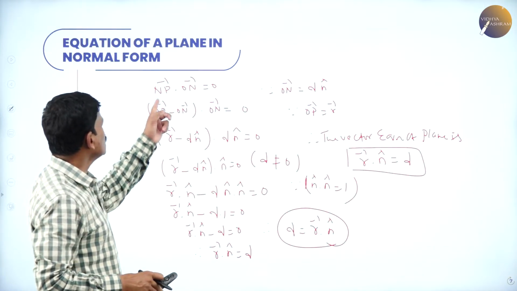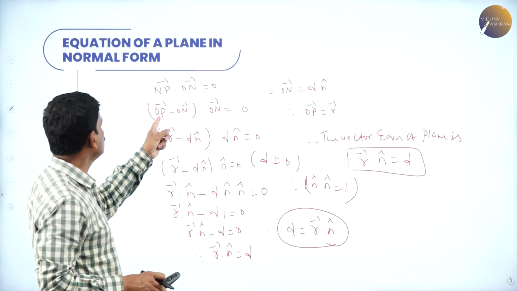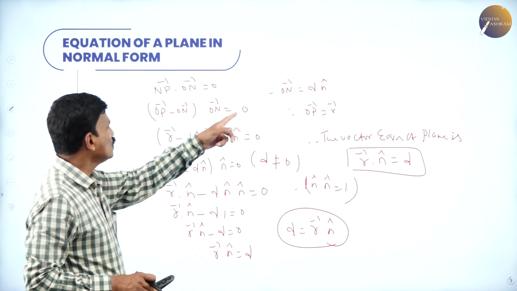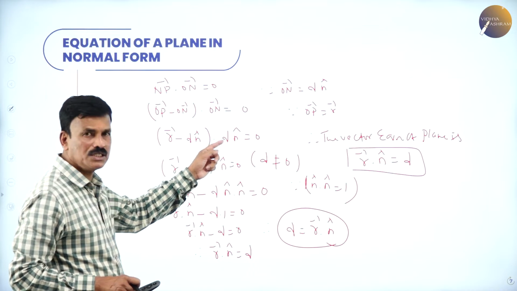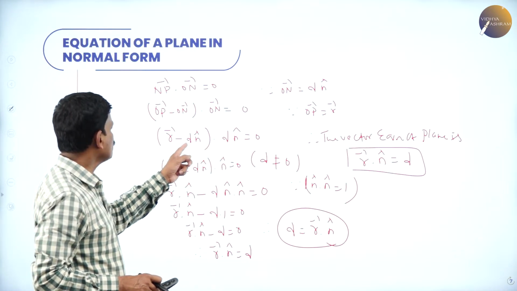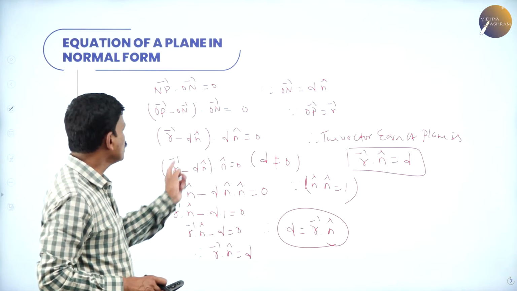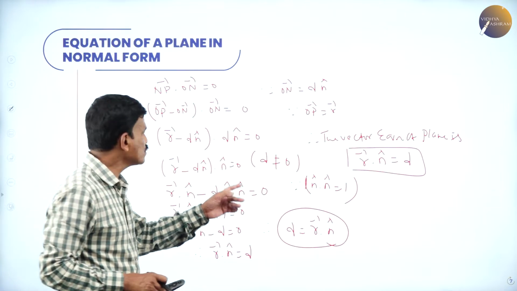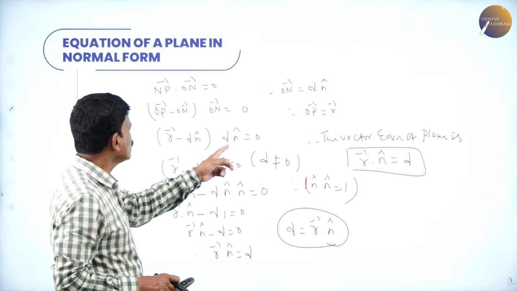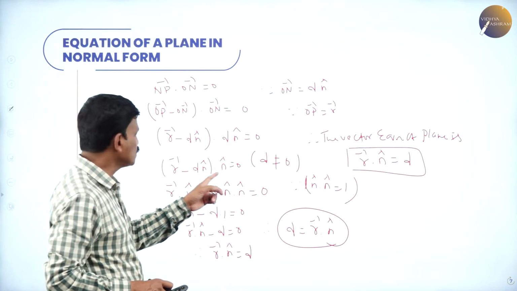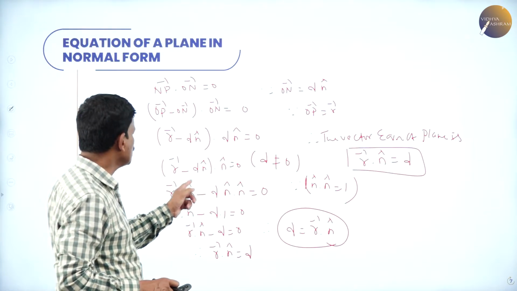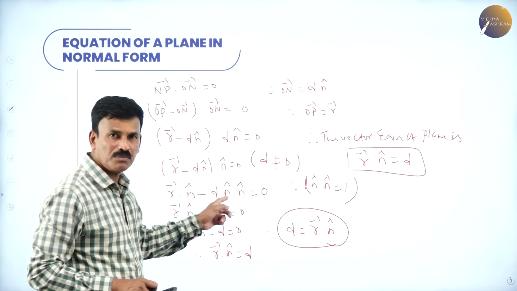Since NP dot ON is equal to 0, NP is equal to OP minus ON, OP is equal to r and ON is equal to d n cap. So (r minus d n cap) dot d n cap, when d is not equal to 0, gives r dot n cap minus d times n cap dot n cap.